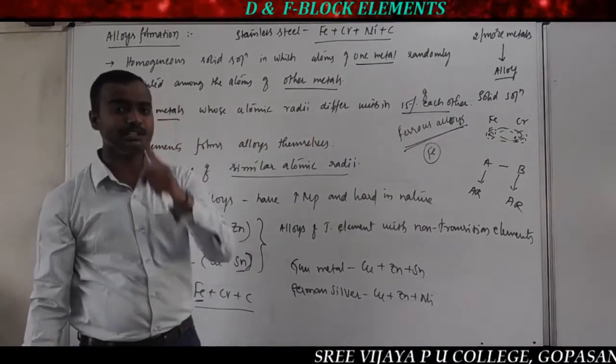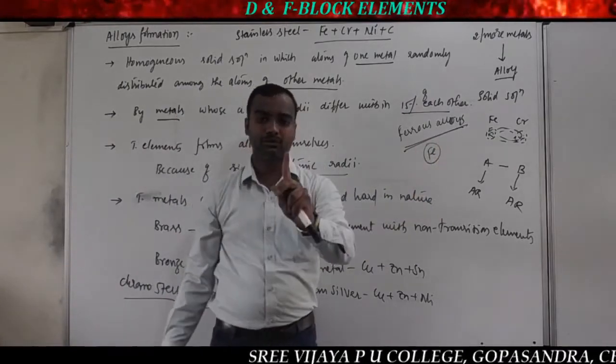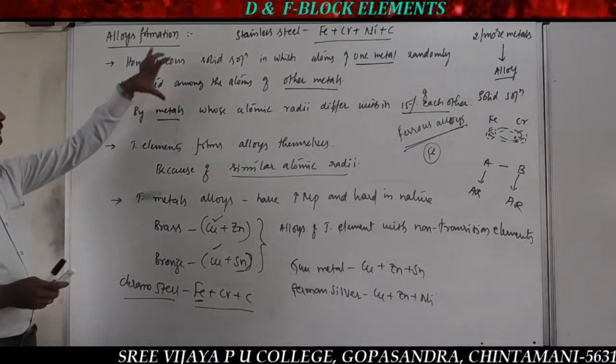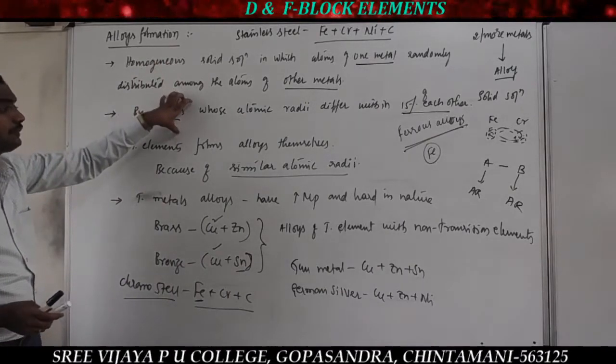Ferrous alloy is nothing but an alloy which consists of iron as one of the constituent metals. So that's about alloy formation. So what is meant by alloy? What is the condition for the formation of alloys?